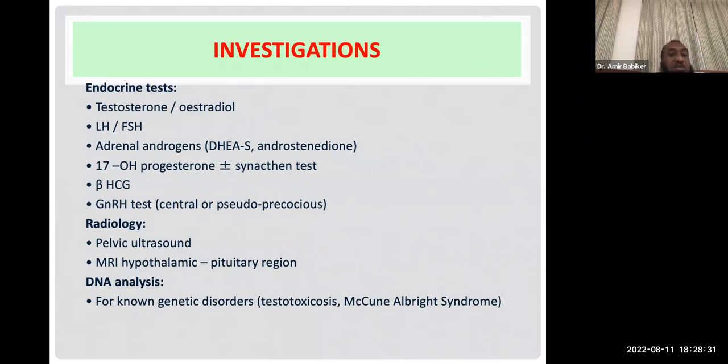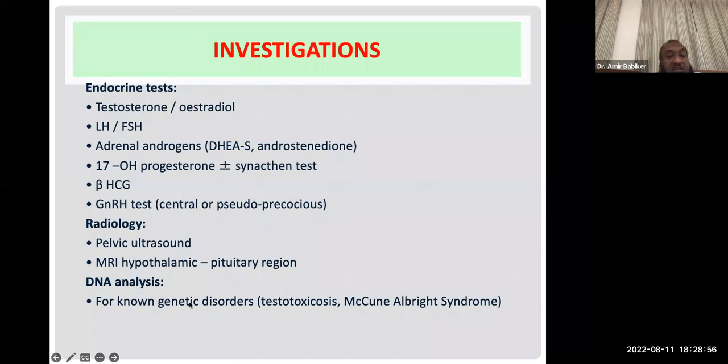You need the baseline gonadotrophins and sex hormones. You need to test the adrenals as well, adrenal androgens. And you may need a dynamic test, gonadotrophic hormone test. ده طبعا biochemical. And then you need radiological. Radiological, you look peripherally and centrally. So you look at the MRI, hypothalamic pituitary region, and you look at the pelvic ultrasound عشان تشوف الجونادز وكده.